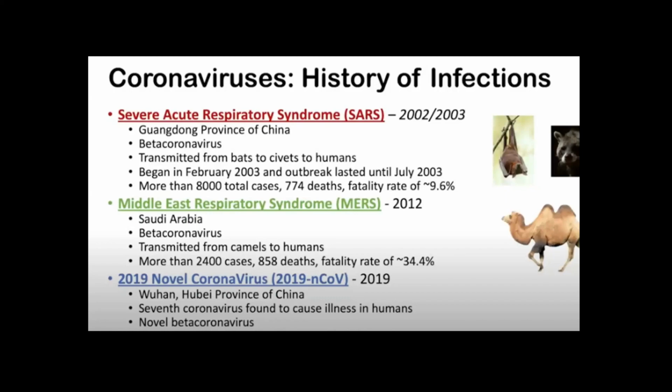Now we have the 2019 novel coronavirus, coronavirus 2, that caused the coronavirus disease, or COVID-19, named from the year that it appeared. It appeared in Wuhan, Hubei province of China. It's the 7th coronavirus to cause illness in humans, and it's a novel beta coronavirus. There are 4 other human coronaviruses that I will visit later that also cause respiratory disease. Approximately 10 to 15% of all respiratory disease in humans is caused by benign human coronaviruses that are really cousins of the coronavirus 19 that we see here.